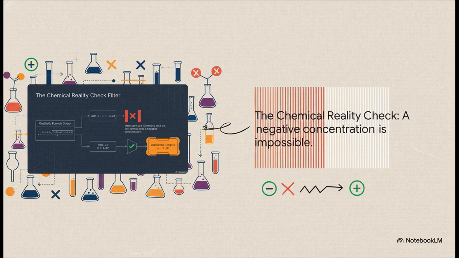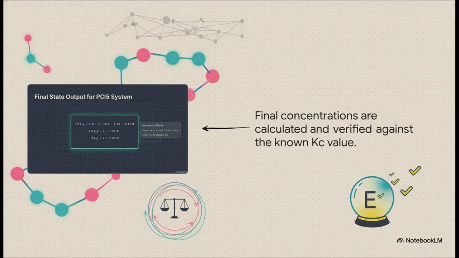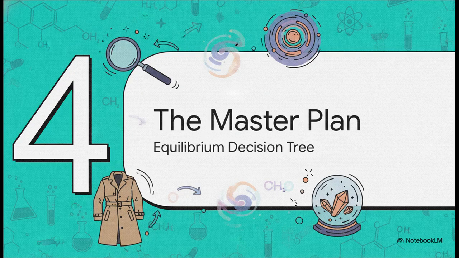x equals 1.59. With our valid value for x, we can now calculate the final concentrations of all 3 species. PCl5 will be 3 minus x, and the products will both just be equal to x. And here's the final crucial step, verification. We take these calculated concentrations and plug them back into the Kc expression. And would you look at that? The result is 1.793, which is basically a perfect match for our given Kc of 1.80. Our prediction was accurate.